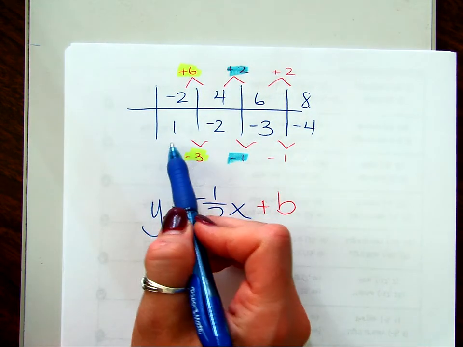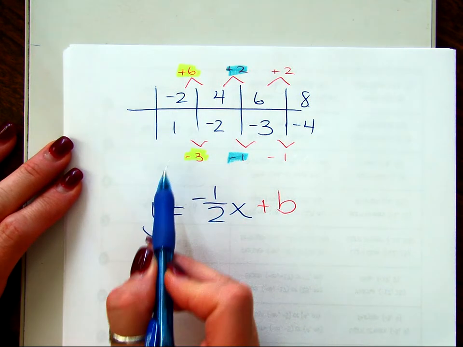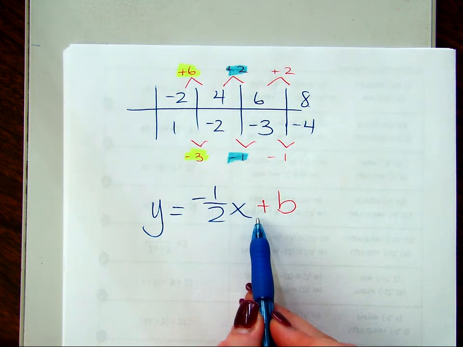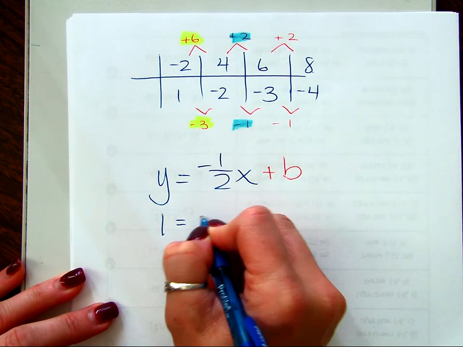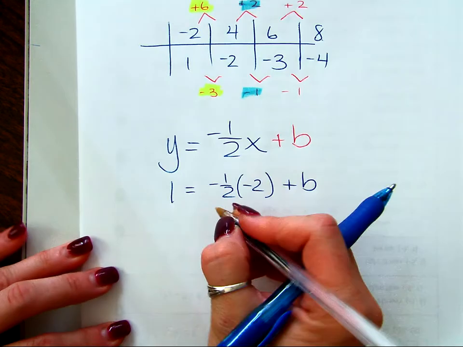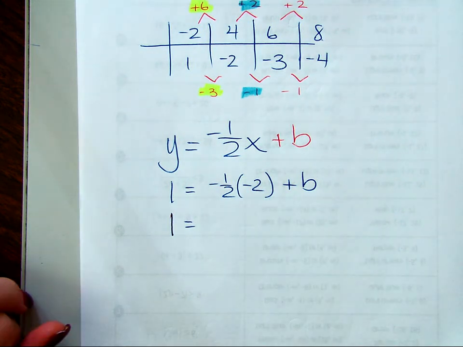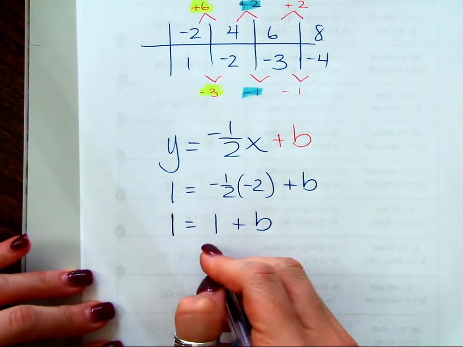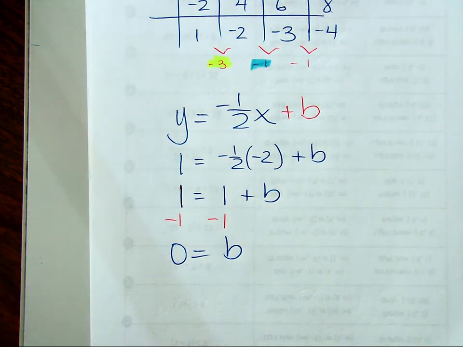So be careful. You want to know another big mistake? They'll put this first one in here and the bottom one in here. That's the x. That goes here. This is the y. It goes here. So make sure you have 1 is equal to negative 1/2 times negative 2 plus b. So what's half of negative 2? Negative times negative is positive, and then that is positive 1 plus b. Subtract 1. This works out cool because 0 is equal to b, which means what? Yeah, it starts at the origin.